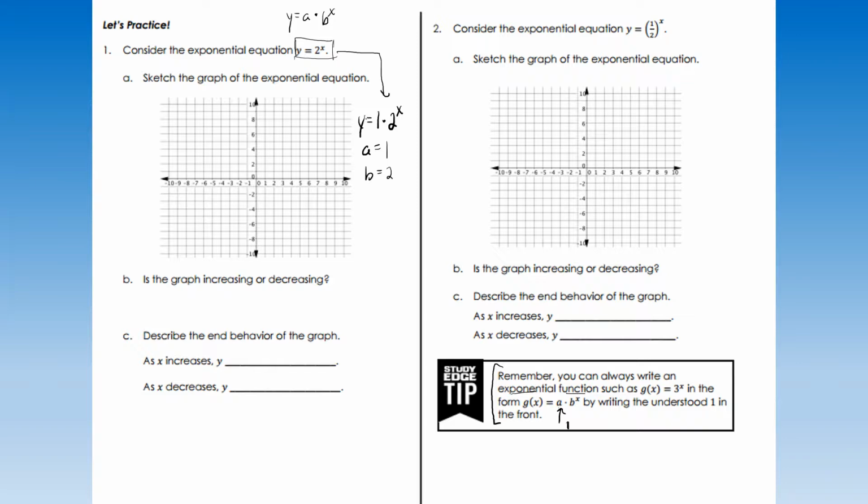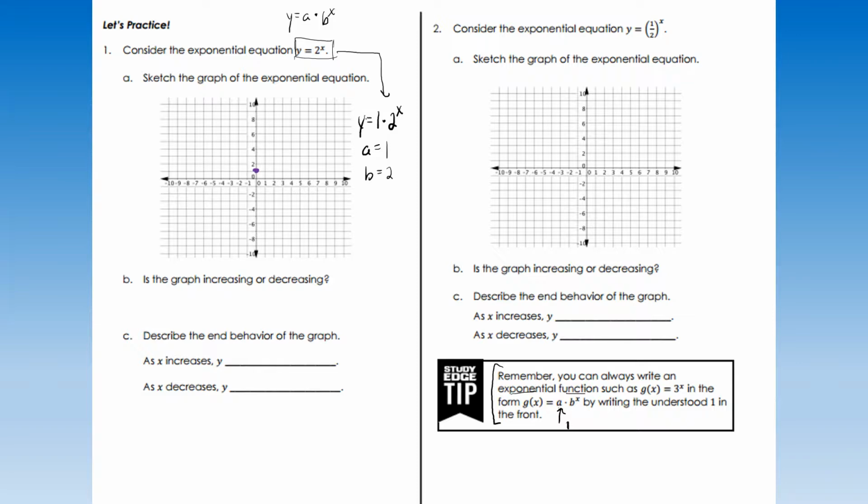So let me go over to my graph here. Since a is 1, that means my graph crosses the y-axis where y is 1. So I'm going to go to where y is 1, and I'm going to put a point there. That's my y-intercept because a is 1.